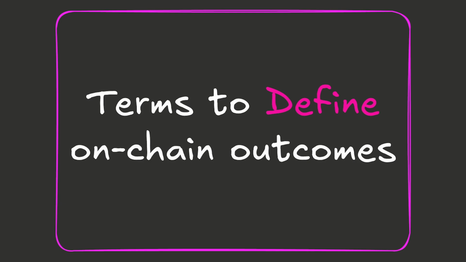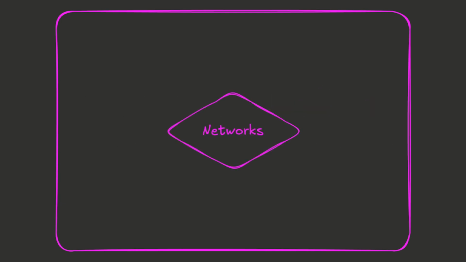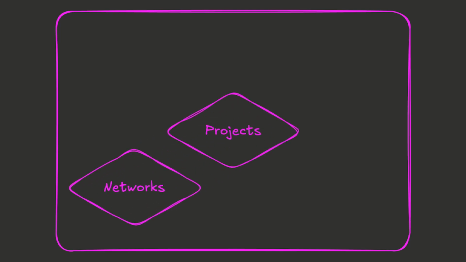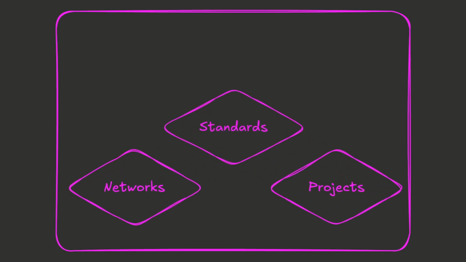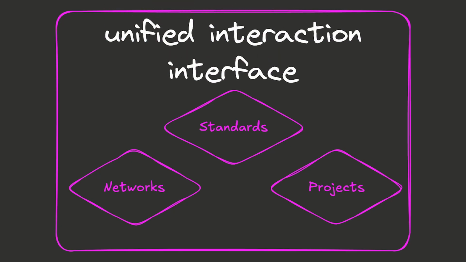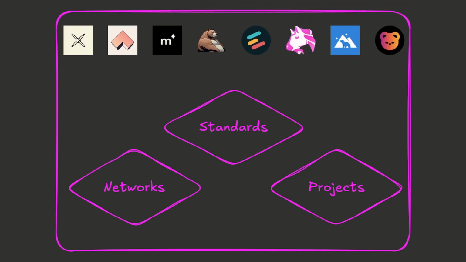Now, let's check out the integrations. These APIs give you the building blocks for defining your on-chain outcomes. You start by specifying your target network, and then select a project you want to interact with. To interact with these projects, Enso provides a unified interface called standards. In a way, it's a facade for different versions of protocols, abstracting away any implementation details.